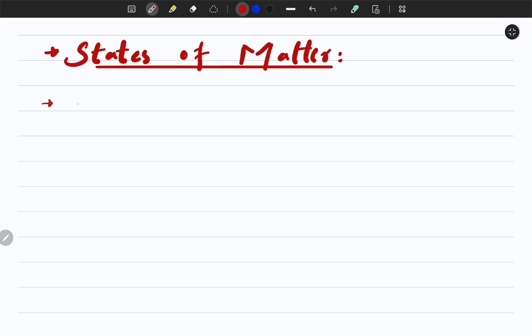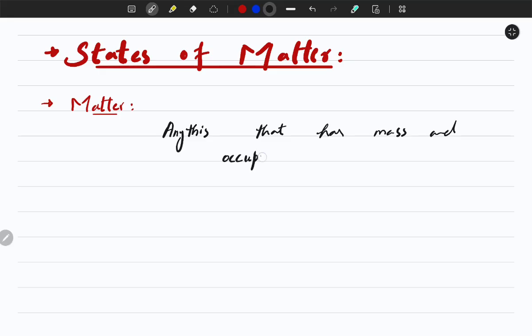First of all, what you need to know, and hopefully everyone already knows, is what matter is. If you want to define it, the simplest definition is anything that has mass and occupies space. Occupying space means it has some volume, and it is considered matter.